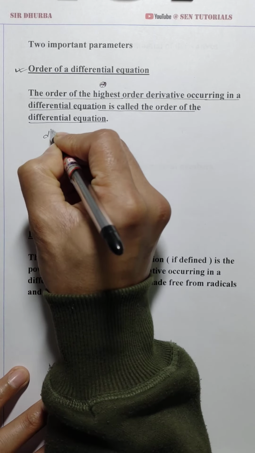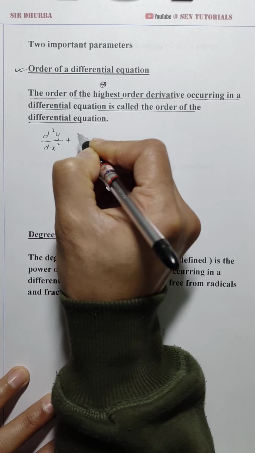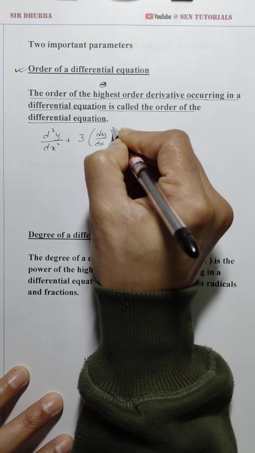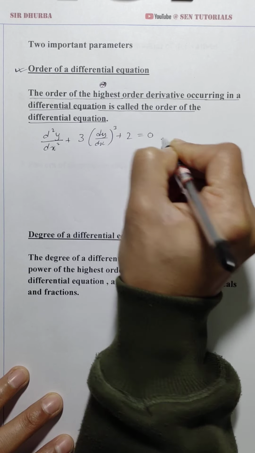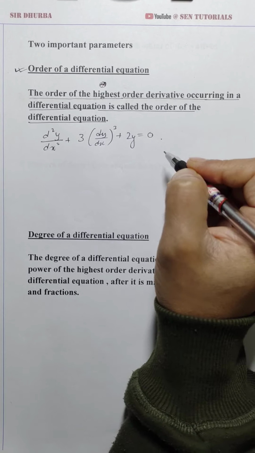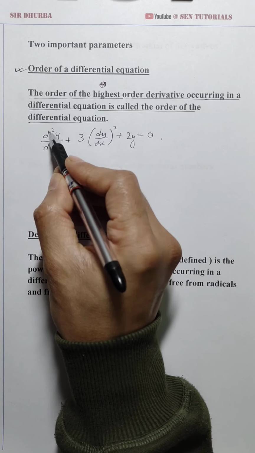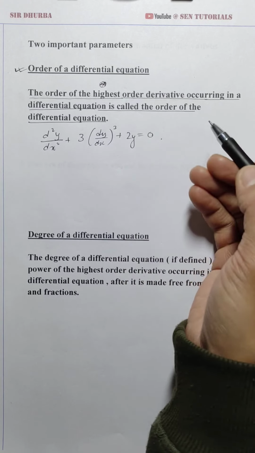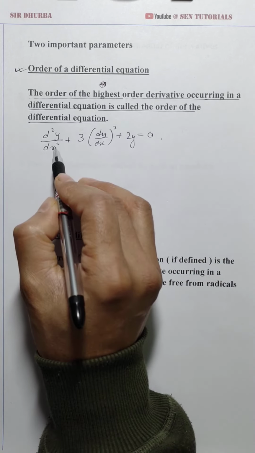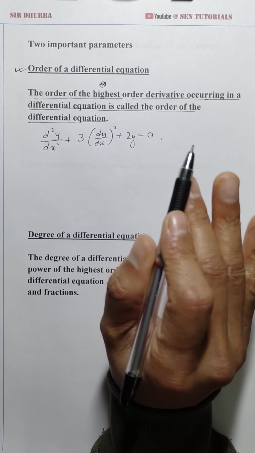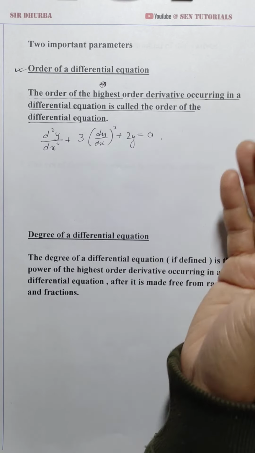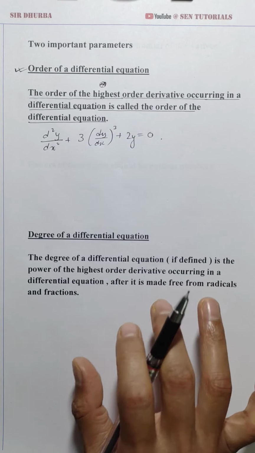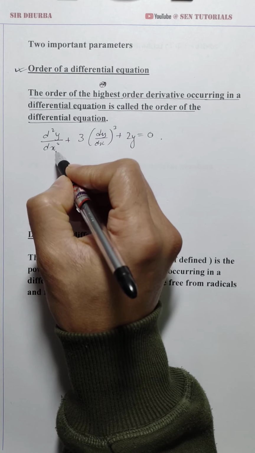So like examples, like d square y by dx square plus 3 dy by dx whole cube plus 2 equal to 0, 2, let's say y. So is this a differential equation? Of course it involves differentials, and about the other variables, as I said, we are not concerned because it involves polynomials in differentials. Okay, polynomials in differentials, get that point? It will be more clearly defined when we come back to here again. So this is a differential.